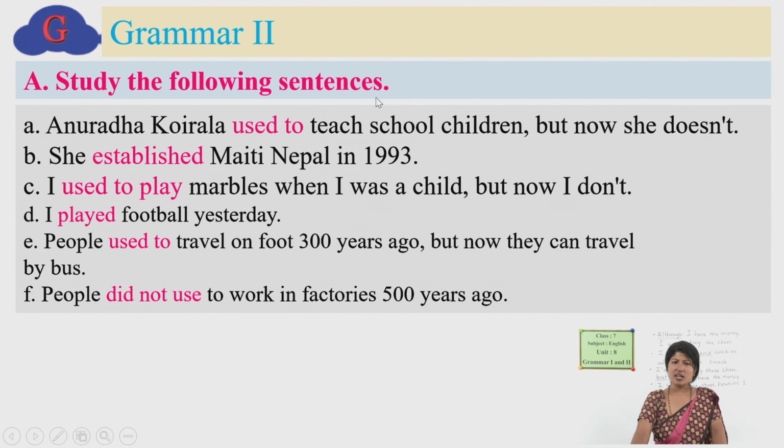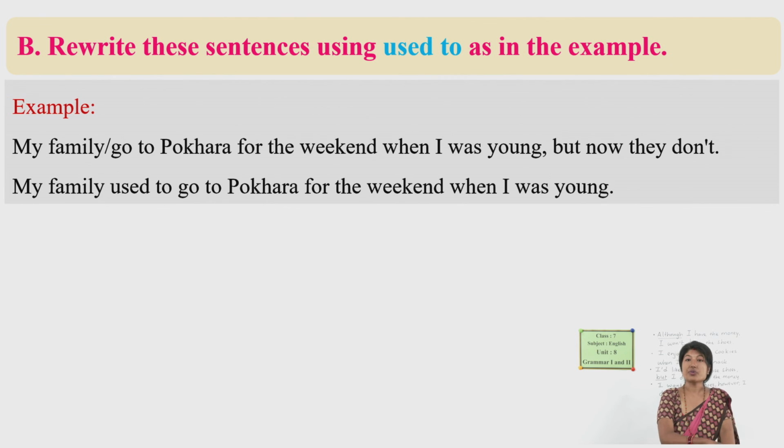I hope you remember in previous class we had slightly started talking about used to structure. How used to is used to talk about our past habit that we had in our past, but not now, right? Used to structure. So we are doing the exercises based on the same activity. Rewrite these sentences using used to as in example. Example, my family go to Pokhara for the weekend when I was young, but now they don't.